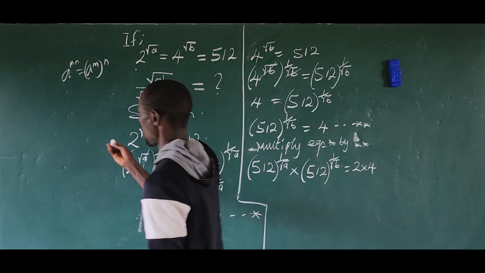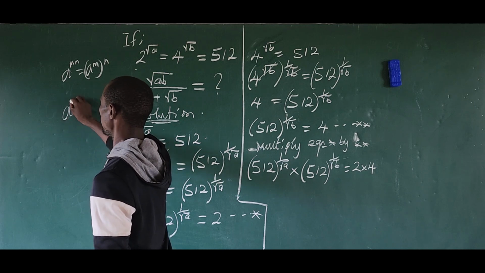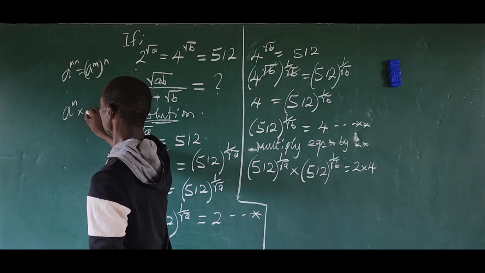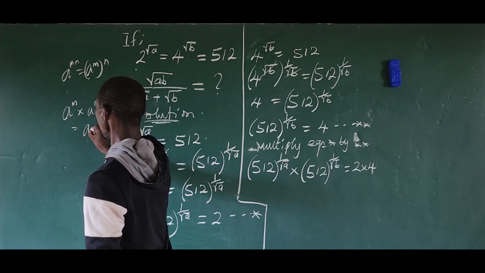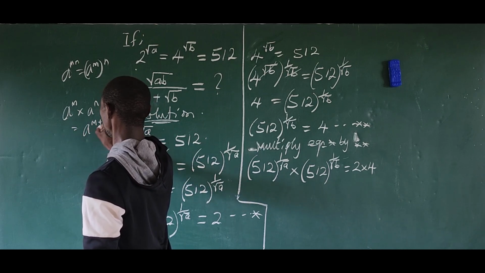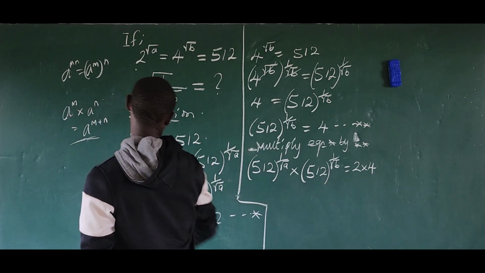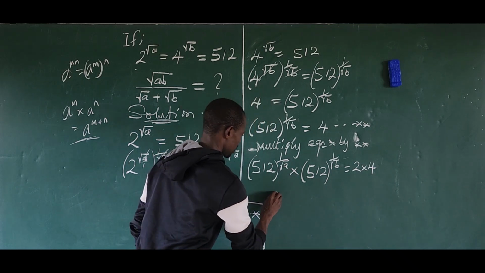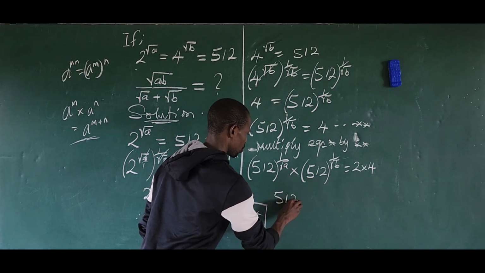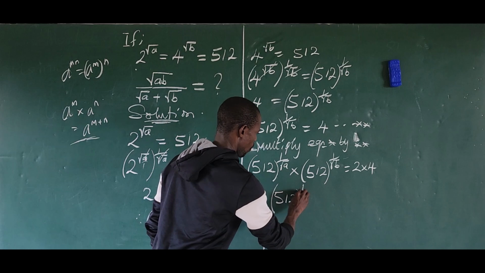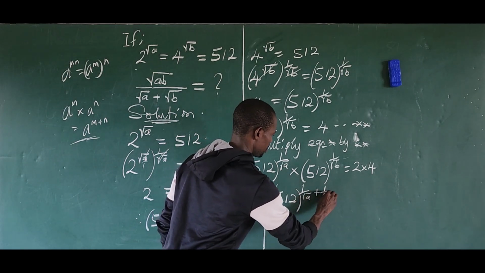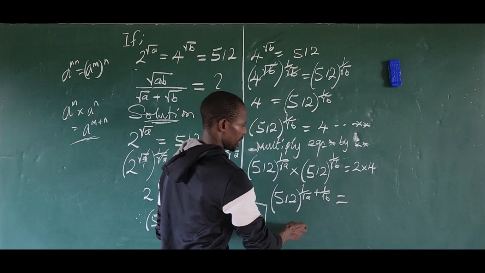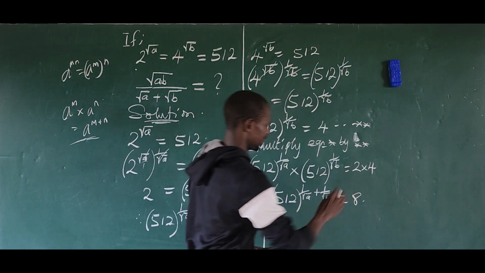We say that if you have a to the power of m, then times a to the power of n, this is equal to a to the power of m plus n. So if we apply that here, this is going to give us 512 all raised to 1 all over root a, then plus 1 all over root b, equal to everything we have here, 8.